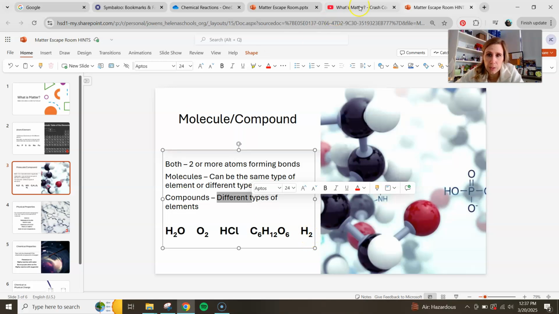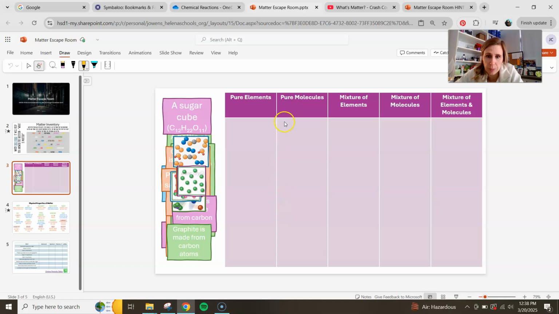When we look at pure molecules, we're going to have all the same type of molecule. If we had water, we would have nothing but water molecules. A mixture of molecules would be multiple different types of molecules. If we threw some salt in that water, now we have salt molecules and water molecules. That would be a mixture of molecules. And finally, a mixture of elements and molecules would have different types of molecules as well as different types of atoms. Again, you will sort those into the correct column.